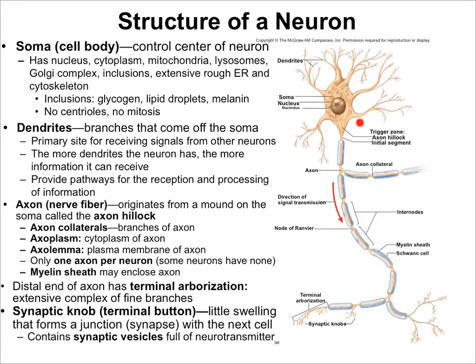This is called the trigger zone because this is where the cell decides. It's going to receive information on its dendrites, and that information is going to be processed, and then the cell has to make a decision. Is the axon going to fire an action potential or not? Action potentials are all or nothing. You either fire one or you don't. And that decision is made in the trigger zone.